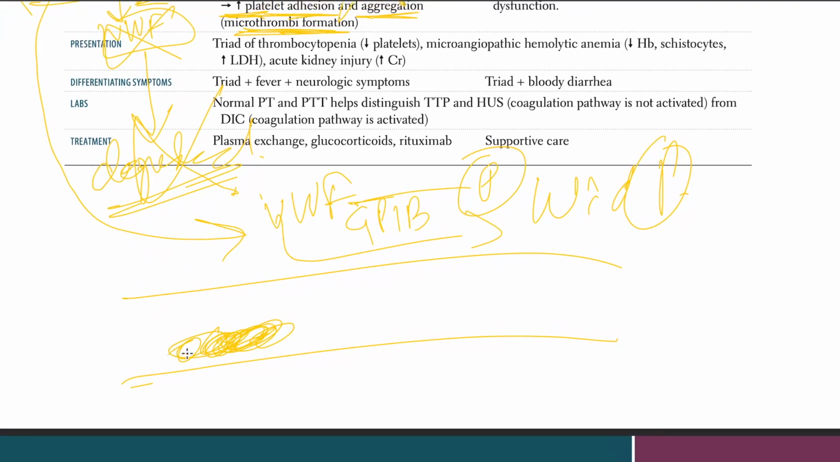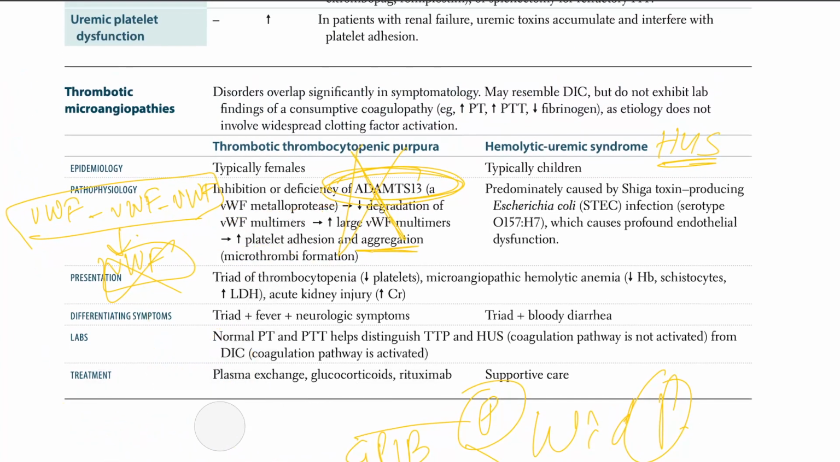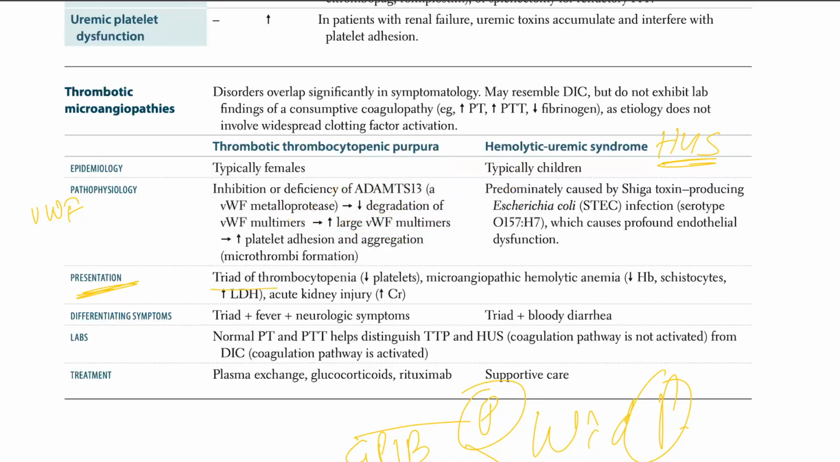Now this is a microthrombi. It forms a microthrombi. So let's read. What does this microthrombi do? Well, the presentation is a triad of thrombocytopenia. You have activated all the platelets, leading to decrease in platelets, and microangiopathic hemolytic anemia: micro vessels, angiopathic small vessels, hemolytic hemolysis of RBC, leading to anemia.